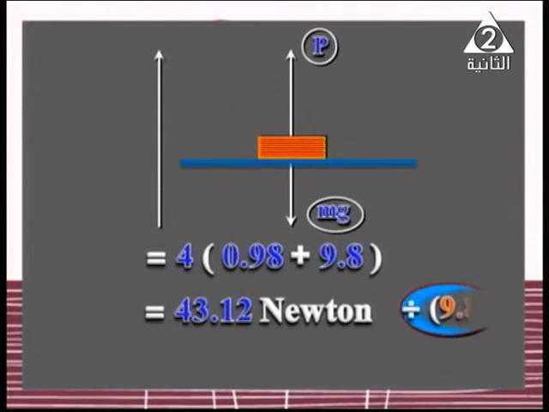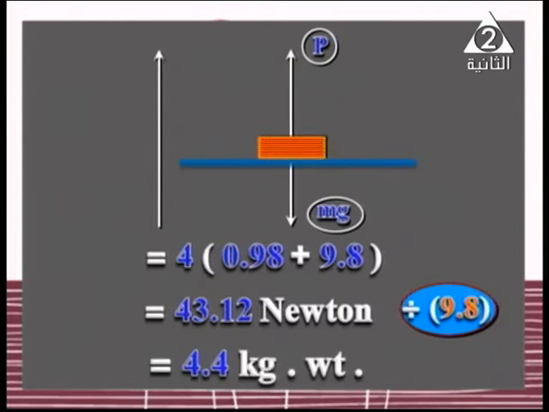We can divide it by 9.8 to convert Newton to kilogram weight. Answer is 4.4 kilogram weight. My dear student, which is bigger, Newton or kilogram weight? Kilogram weight. 1 kilogram weight equals 9.8 Newton. To convert from Newton to kilogram weight, divide by 9.8: 43.12 Newton divided by 9.8 equals 4.4 kilogram weight.